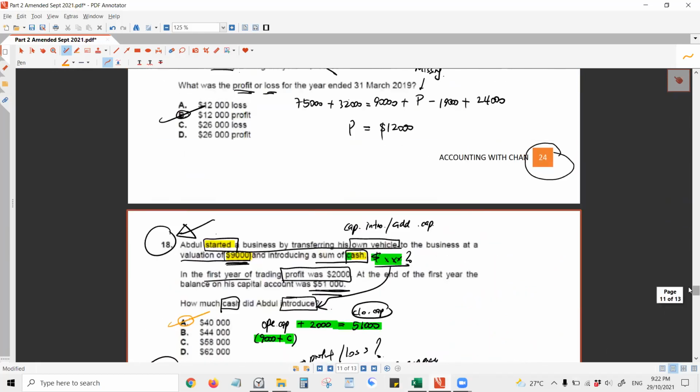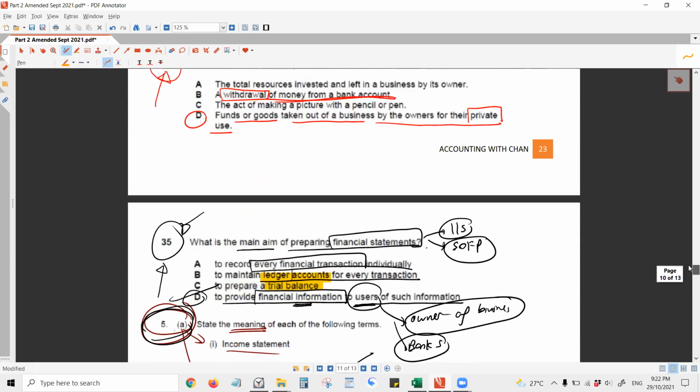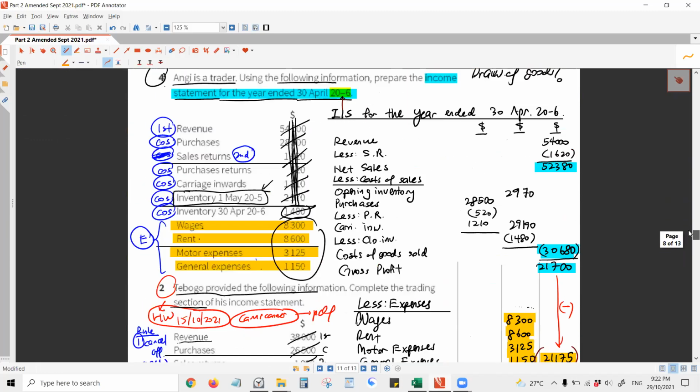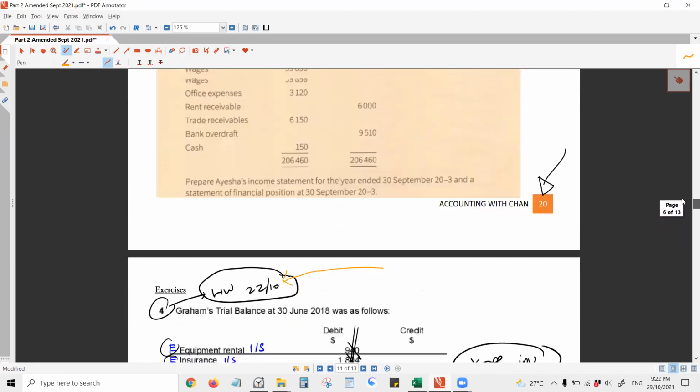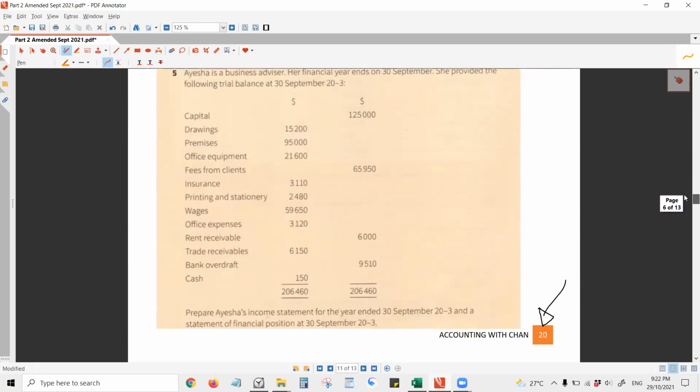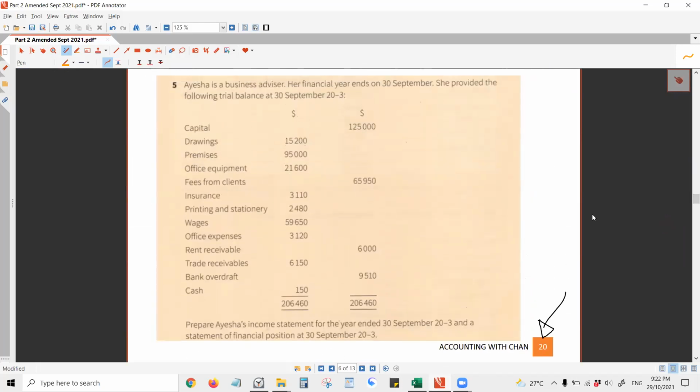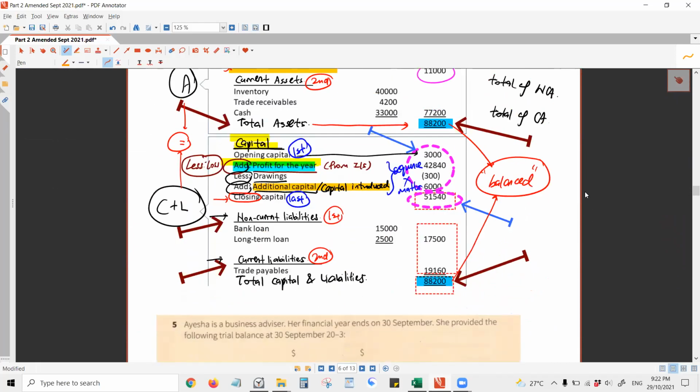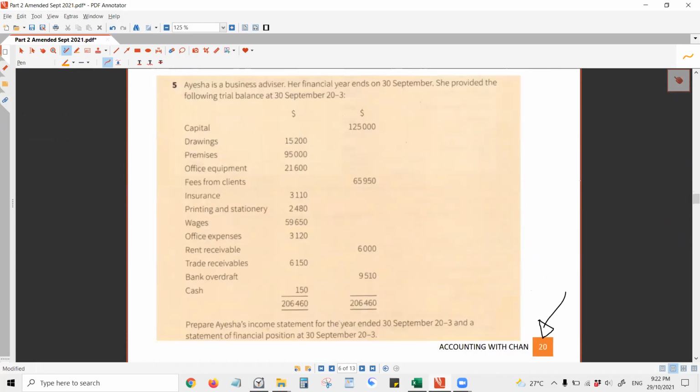Scroll up, scroll up, scroll up. Go to the first page of the question. Page 20, page 20. Okay, there's some tasks for you to do here. Here is a question about Ayesha. They ask you to prepare Ayesha's income statement and also the SOFP.